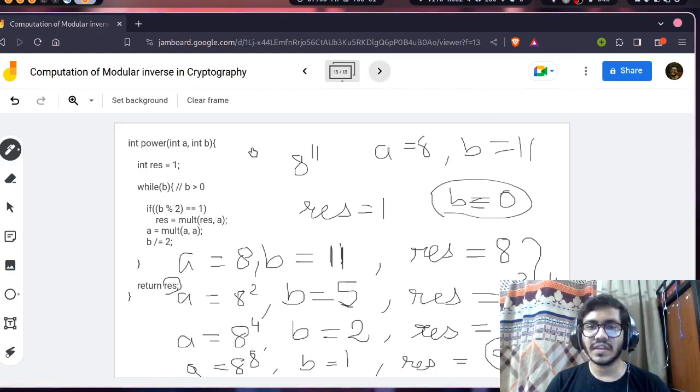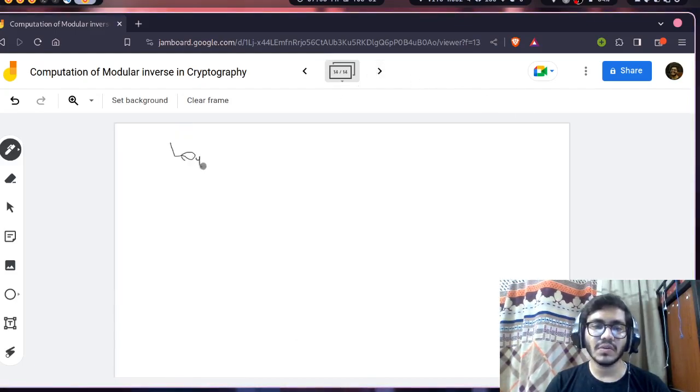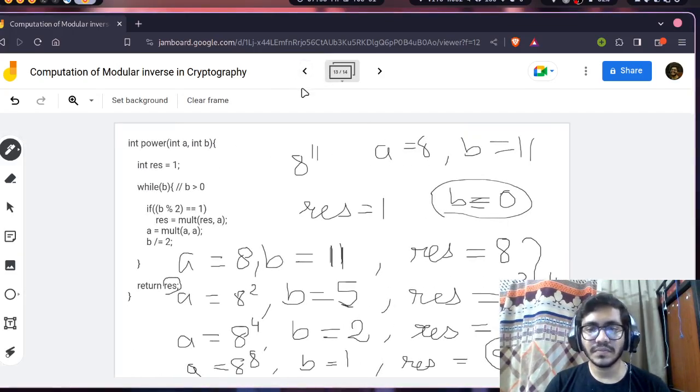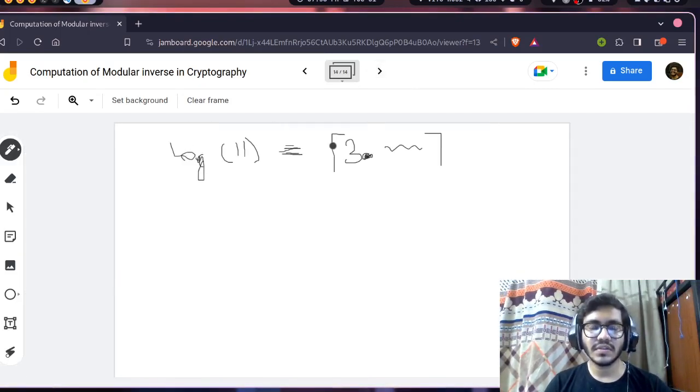So 4 here is log of B, which is the power, which was 11. So log of 11 is something more than 3 point something. So basically you took 4 iterations, so you can generally take it as log, you remove the decimal part and go plus 1, right? So basically it's close to log, right? So this is how binary exponentiation works, right?